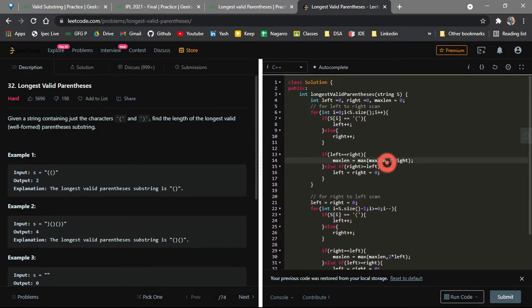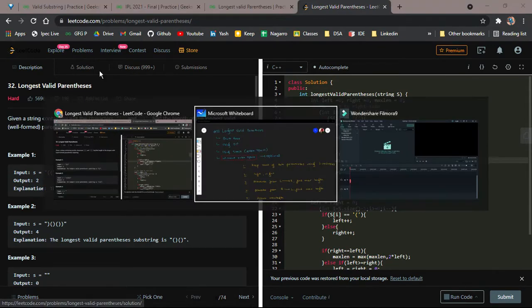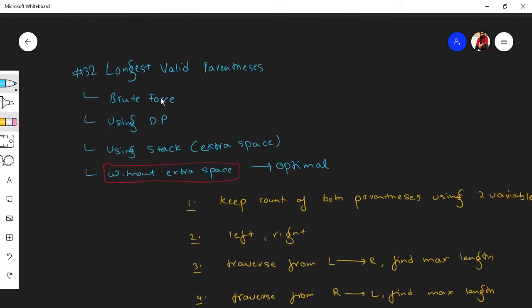Here's the code, if you are here for the code, and it will also be in the description. So there are four ways to solve this question. You already must have read the question. One is simple brute force, traversing each and every substring and going to and fro to check which one is the longest.